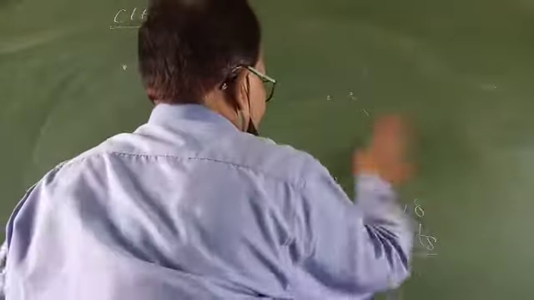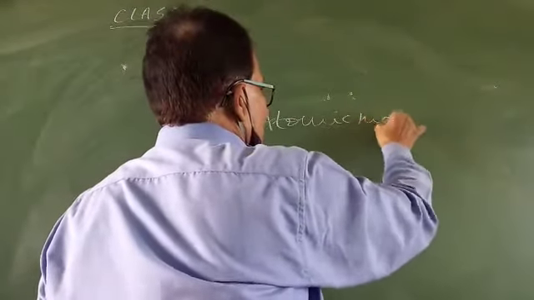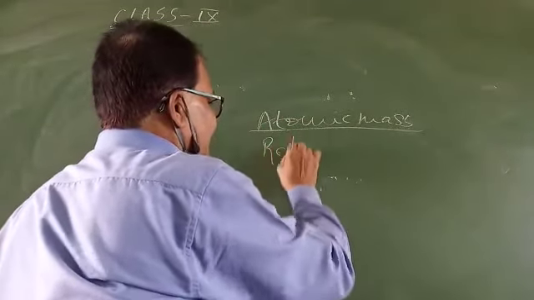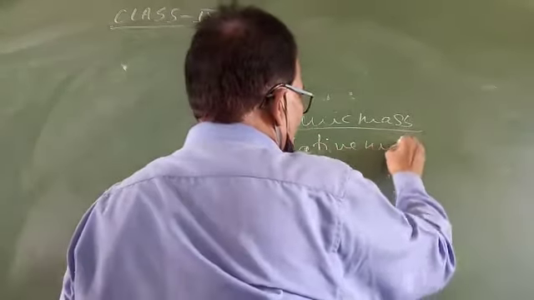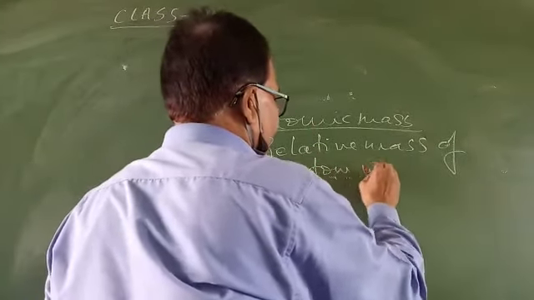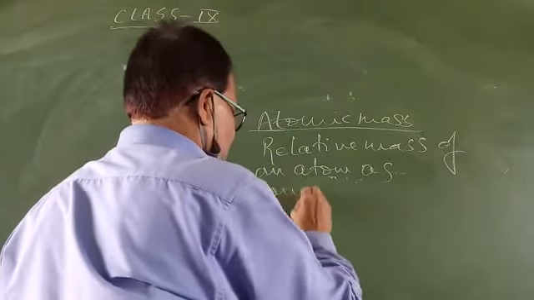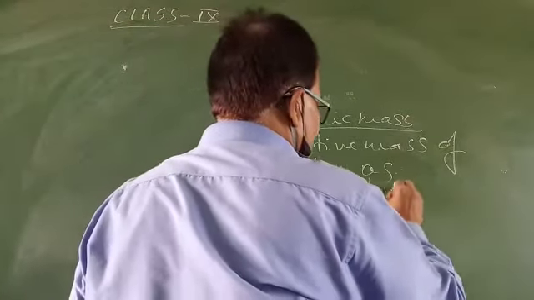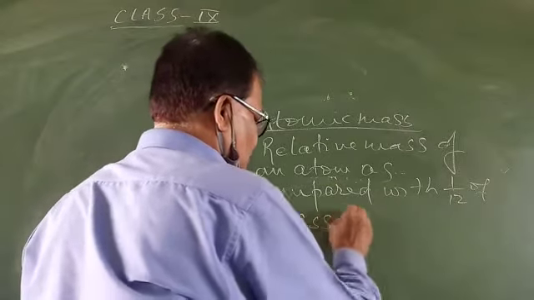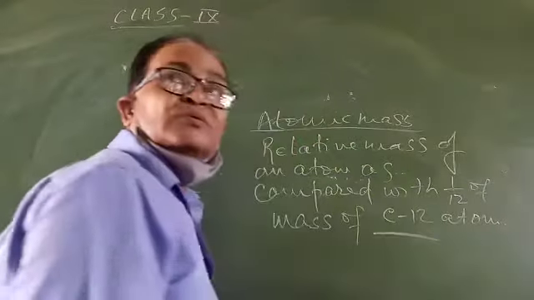Now, atomic mass. Atomic mass may be defined as the relative mass of an atom as compared with 1/12 of the mass of a carbon-12 atom.